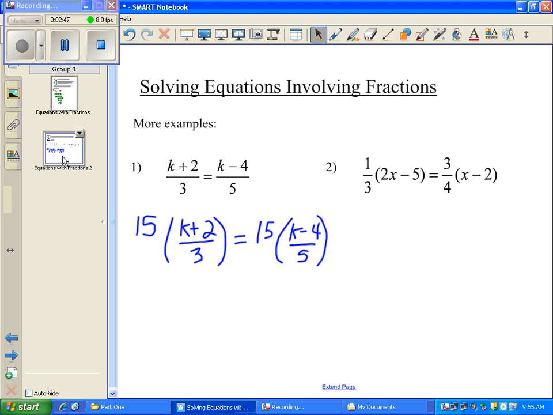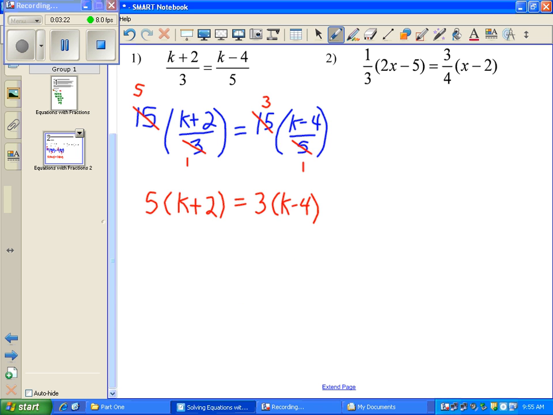So now that we've multiplied both sides by 15, again, we haven't changed anything, now we can cancel out the fractions. So 3 goes into 3 once, 3 goes into 15 5 times. 5 goes into 5 once, 5 goes into 15 3 times. And now what I'm left with is 5 times k plus 2 on the left, and that's equal to 3 times k minus 4 on the right. It is extremely important that you keep the brackets. And now I would just go ahead and solve this one.